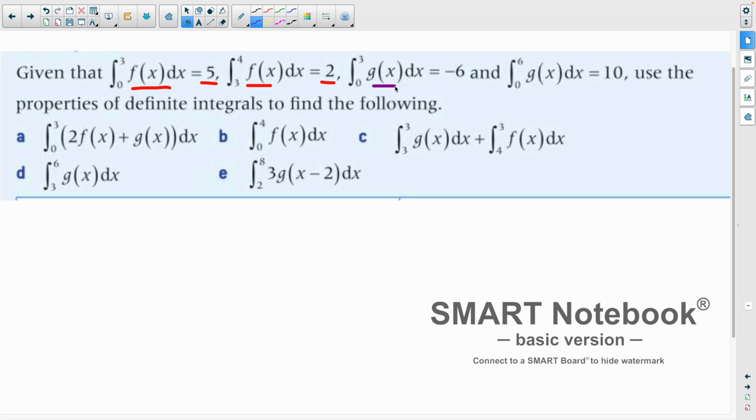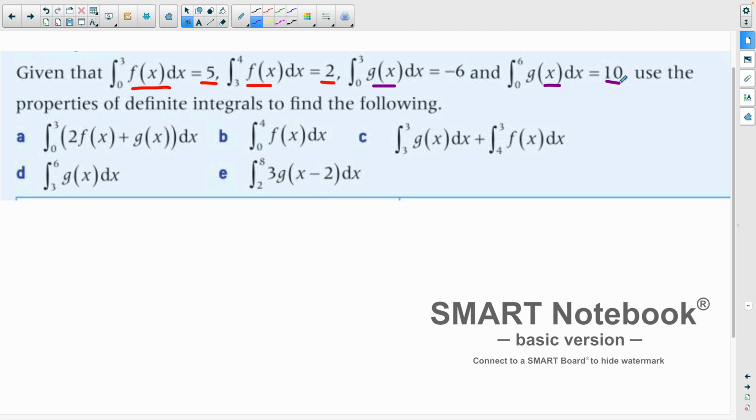If I have an area that's negative? It's below the x-axis, okay? So most of this one is below the x-axis. Then I'll go from 0 to 6, and it's equal to 10. So these two are the same function, with different boundaries, all right? So let's take off, and let's see what we can do here.